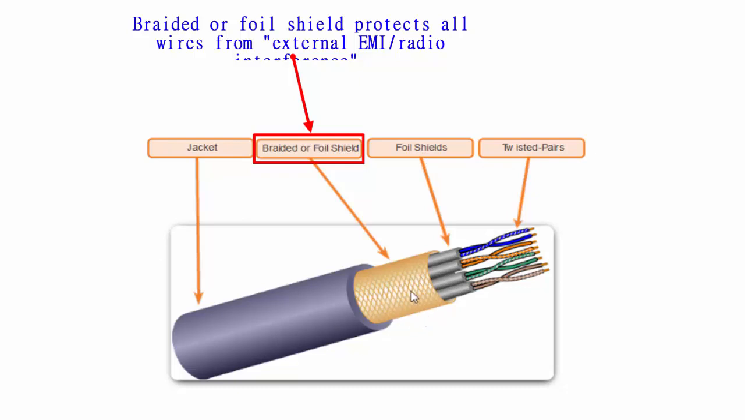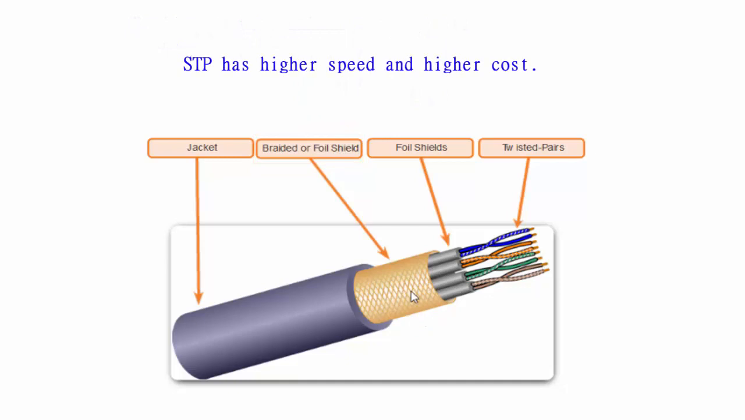Due to this extra mitigation for electromagnetic interference, STP tends to have a higher speed of communication compared to UTP. So UTP provides traffic in the range of 100 megabits per second or 1000 megabits per second, whereas the shielded twisted pair can actually support up to 10 gigabits per second, and therefore it's used for high speed Ethernet networks.